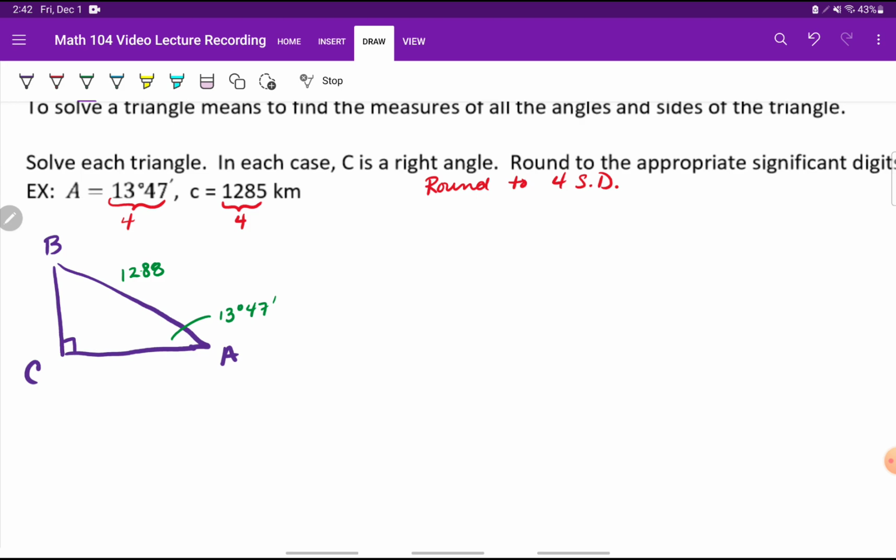Well, note that we know the measures of angle A and angle C, so we can easily find the measure of angle B because they all have to add up to 180 degrees. We'll do 180 minus 90 minus 13 degrees, 47 minutes. And that's going to give us 76 degrees, 13 minutes for our angle B.